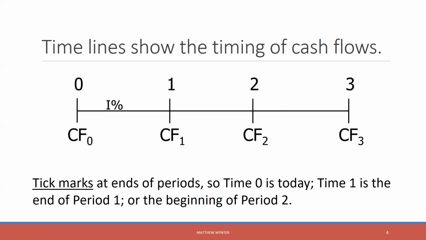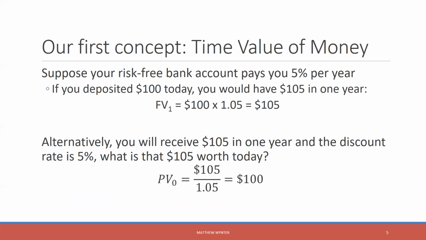This can sometimes be a bit of a difficult concept to get your head around if you're not used to thinking in this time frame. But again, we're always discounting cash flows when we talk about corporate finance or any finance application in general. So let's do an example. Our first concept is the time value of money. Suppose your risk-free bank account pays you 5% per year. So today, if I put $100 in the bank, 1 year from now, if it's a risk-free bank account, it's going to have $105. What is that?